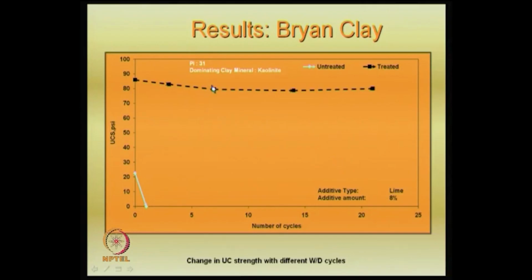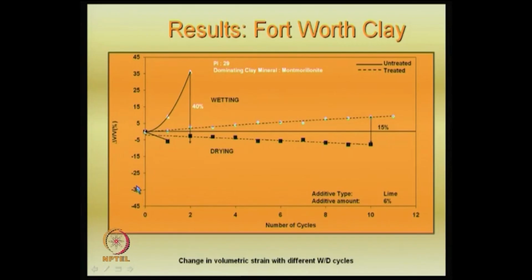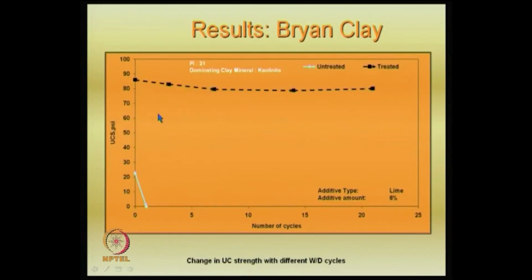There is another one, the unconfined compression test. In the case of untreated material, the shear strength is actually so poor that it is a very small value. But here you can see that kaolinite, of course, is the dominating clay mineral here. It is quite consistent in the range of about 80 psi, which one can convert into kPa using a multiplication factor, and this is quite a good number.